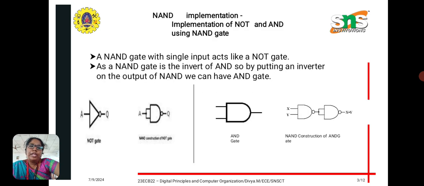NAND implementation of NOT gate and AND gate. A NAND gate with a single input acts like a NOT gate, and since NAND is the inverter of AND, by putting an inverter on the output of NAND, we can get an AND gate. If the output of an AND gate is given to a NOT gate, then the output of the NOT gate will be the NAND gate function.